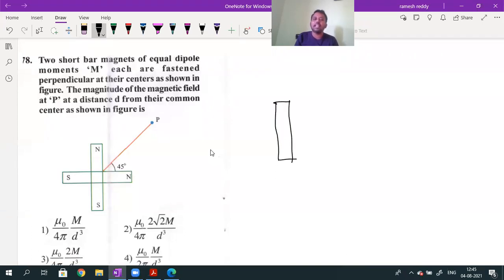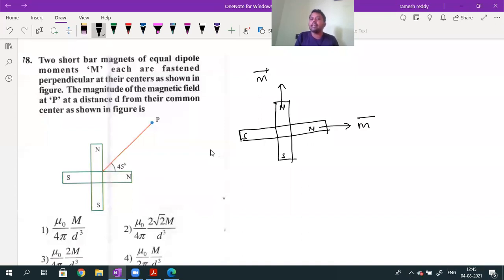This is one bar magnet. This is the south pole, this is the north pole. This bar magnet's magnetic moment value will be M. And this is another bar magnet. This is also having magnetic moment value M. This is the south pole, this is the north pole. So there are two magnetic moments. This magnetic moment direction is given by M bar, and this one also is M bar.